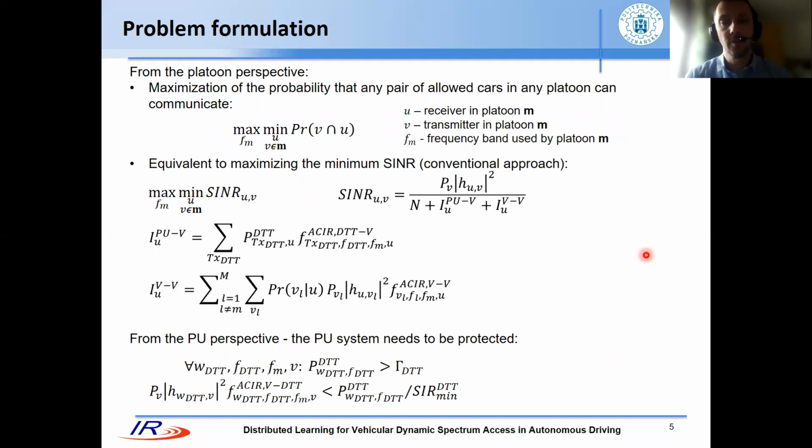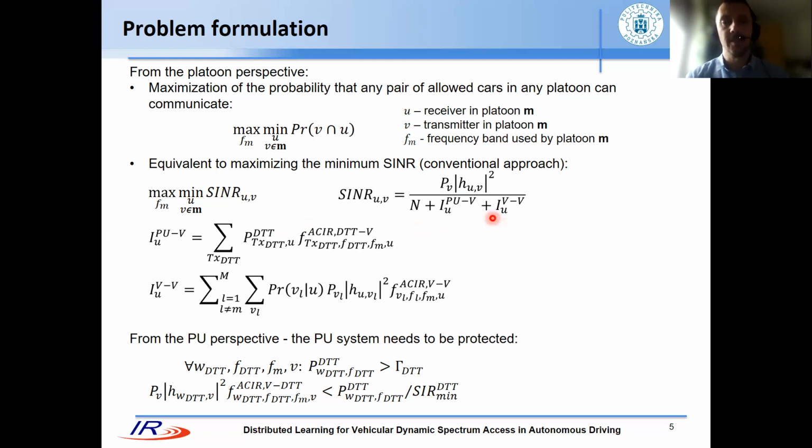This is, of course, equivalent to maximizing the minimum SINR, and this is what will be referred to later on as a conventional approach to distributed approach. So we maximize over the frequency bands available the minimum signal to interference noise ratio of all the active platoon links, so the links between vehicle V and receiver U. Right, and the SINR can be defined as a ratio of the received power, so this is the power transmitted by V, and the channel gain divided by the noise component, which comprises the additive white Gaussian noise, the interference from the primary system, so from DTT, and interference from other vehicles, other platoons also operating in TV white spaces.